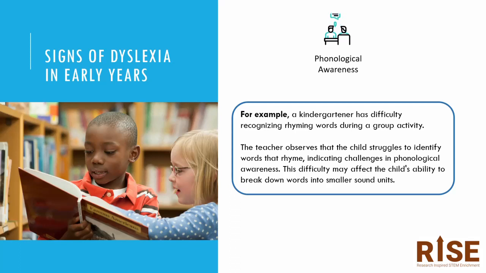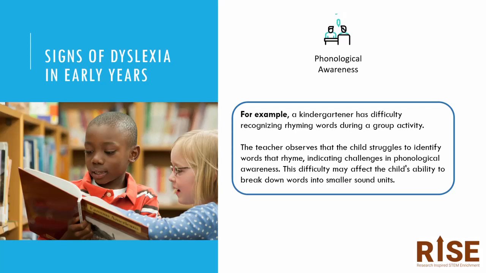For example, a kindergartner has difficulty recognizing rhyming words during a group activity. The teacher observes that the child struggles to identify words that rhyme, indicating challenges in phonological awareness. This difficulty may affect the child's ability to break down words into smaller sound units.